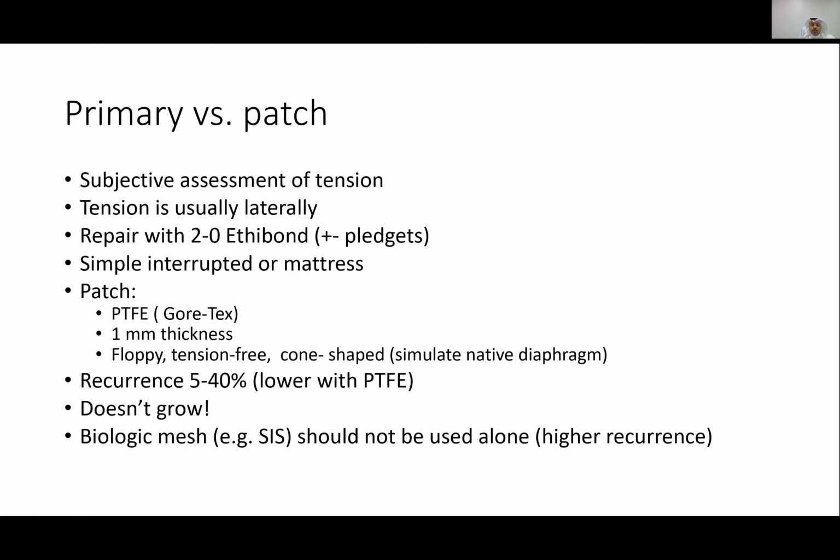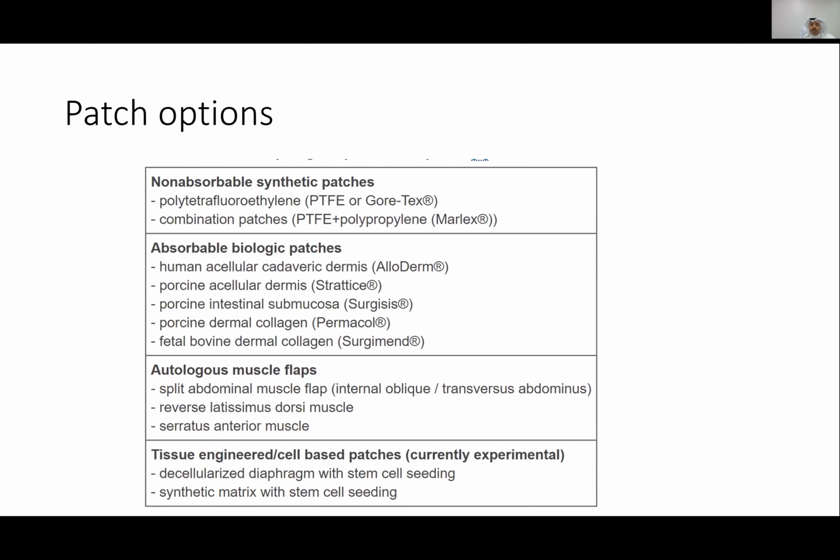The recurrence rate with mesh patch repair is about 5 to 40%, so it's quite high depending on what paper you look at. The reason for recurrence is, remember, the patch does not grow, so when they recur, they basically recur very laterally when the baby grows. What about biologic mesh? They're not good because they get absorbed, so they have a high recurrence rate. This is a table that summarizes the patch options. One is a non-absorbable synthetic patch. We talked about PTFE Gore-Tex.